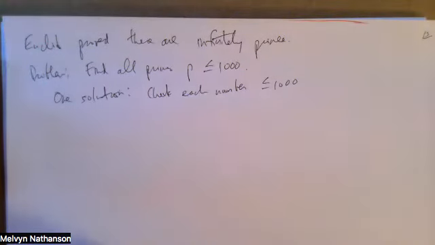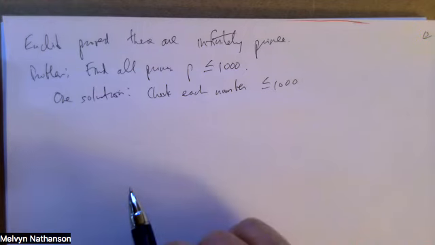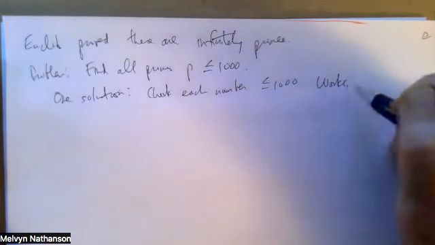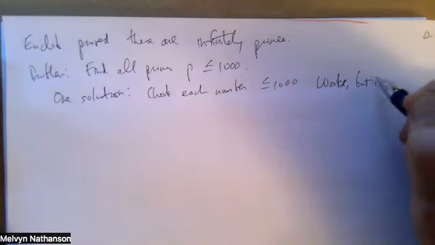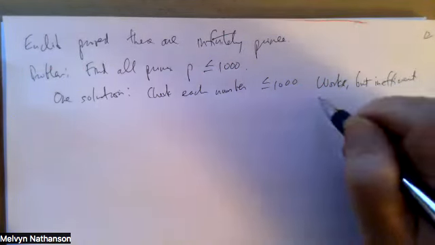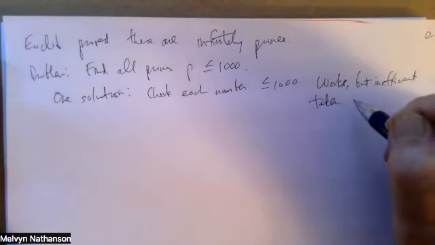Like take the number 877, divide it by all numbers less than 877. If one of them divides 877, it's composite. Otherwise, it's prime. So this works, but it takes too long. This method, this algorithm, is inefficient. It takes too long.